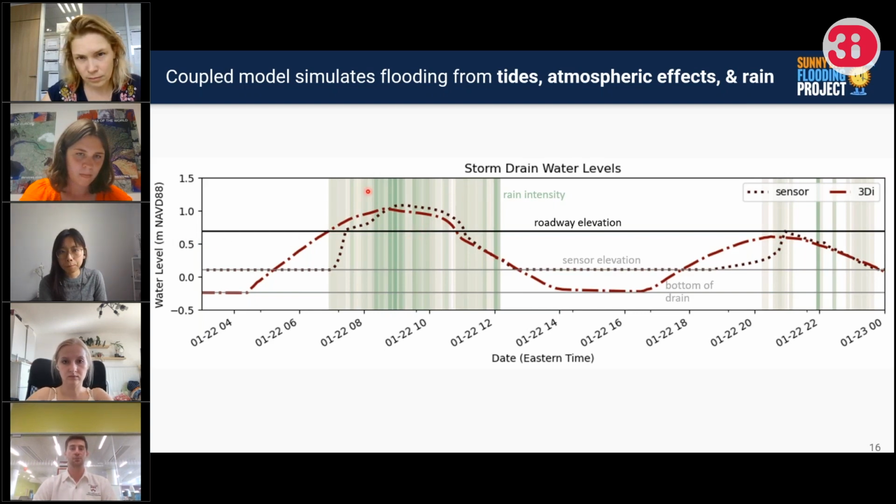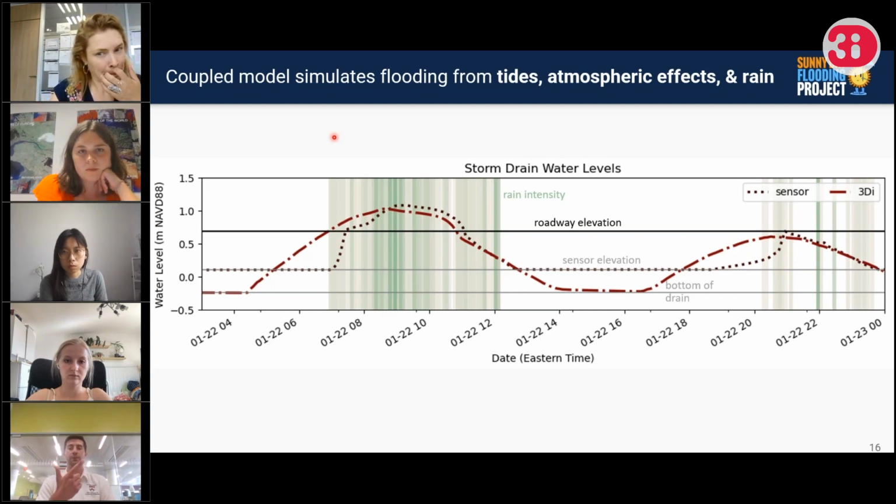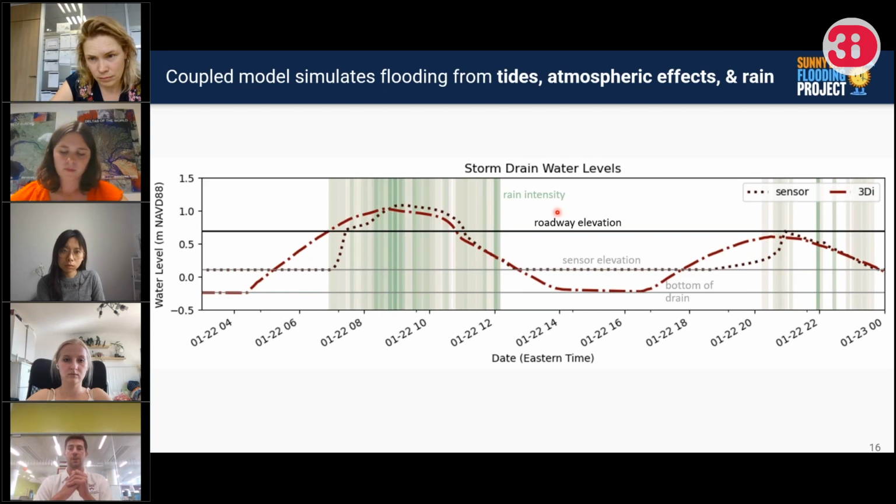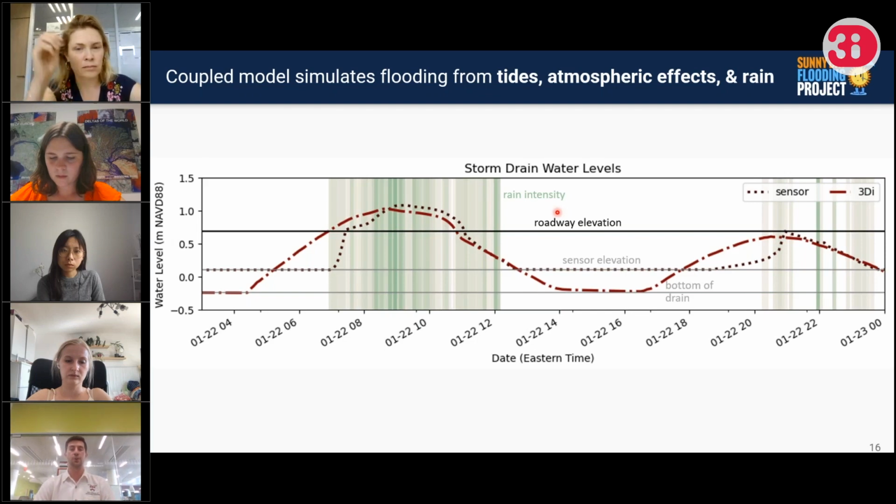The background shading shows measured rainfall intensity, and the dotted lines show water level measured by our storm drain sensor. The dashed line shows coupled model results from the same storm drain for a simulation with forcing from all three flooding drivers: tides, atmospheric effects, and rain. When water levels go above the black roadway elevation line, there's flooding on the roadway. I want you to note that model results and measurements show similar flood magnitude and timing. We can extend this analysis to assess the individual contributions of our three drivers by running simulations with tides, rain, and atmospheric forcings turned on and off.